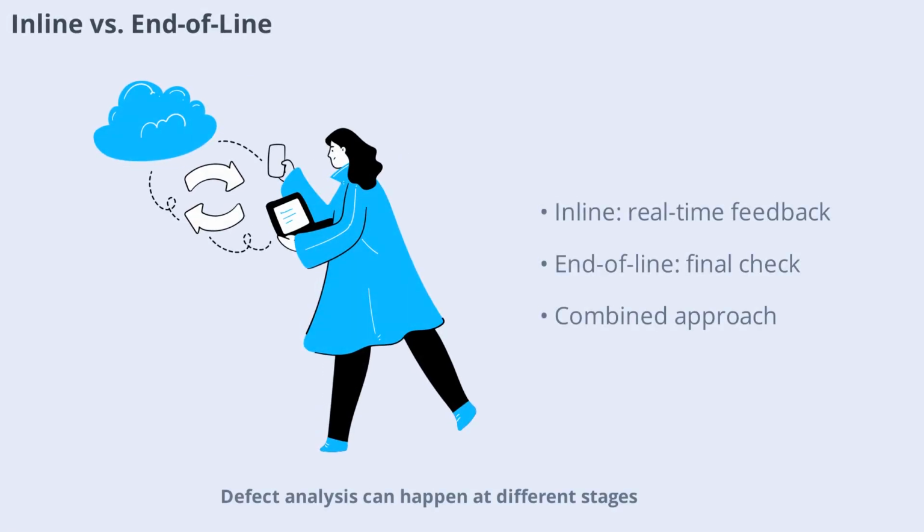Defect analysis can happen at different stages. Inline inspection occurs during the manufacturing process, allowing for immediate feedback and correction. End-of-line inspection happens after all processing is complete, providing a final check before chips are shipped. Both approaches are important, and many fabs use a combination to maximize yield and minimize waste.